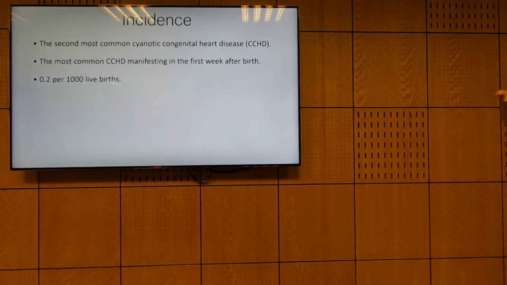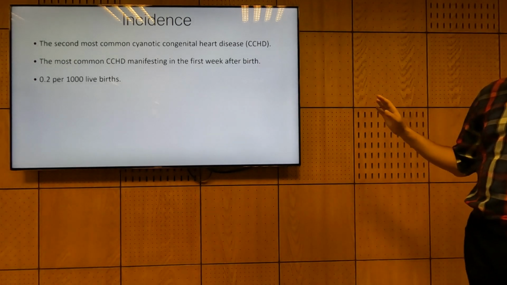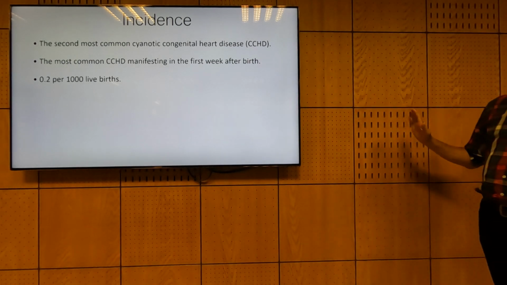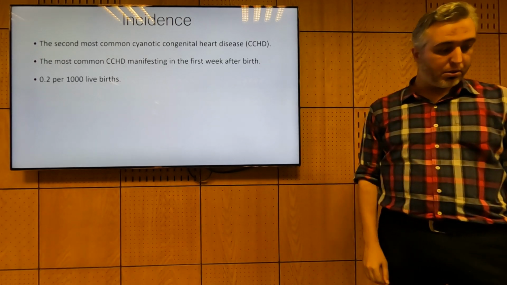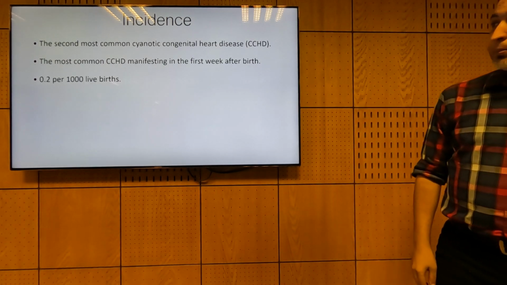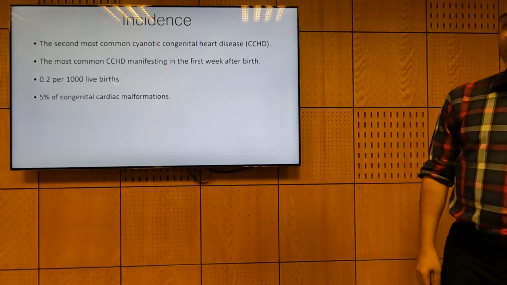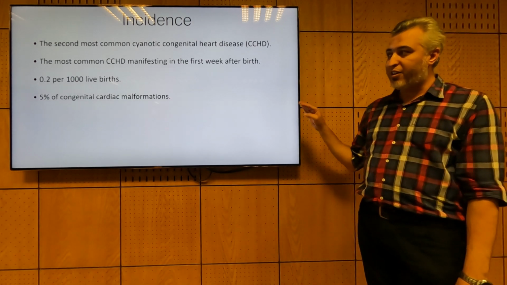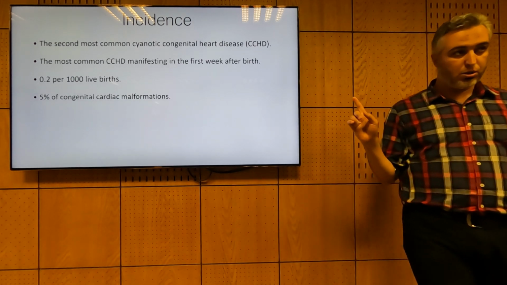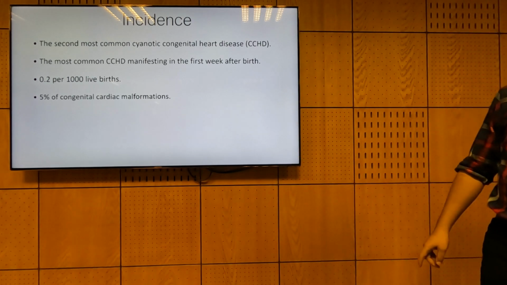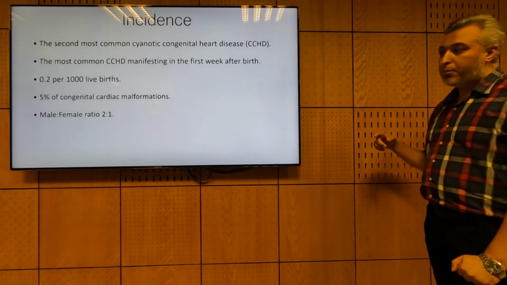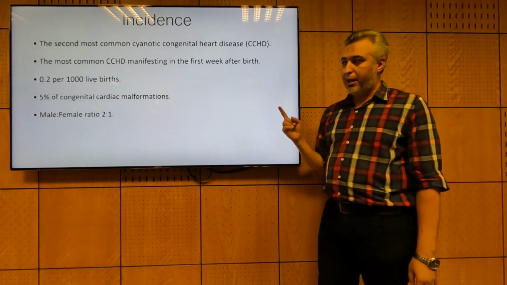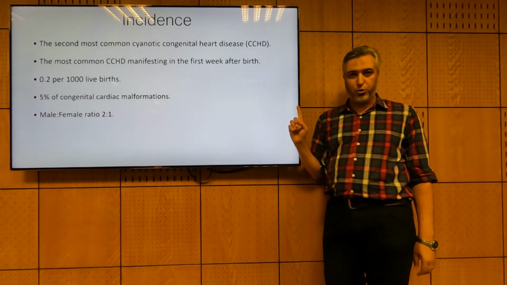It occurs in about 0.2 per 1,000 live births. So we're talking about two cases of TGA in every 10,000 live births. It accounts for something like 5% of congenital cardiac malformations, which is not rare. And there's more likelihood to come in males, with a male to female ratio of 2 to 1.